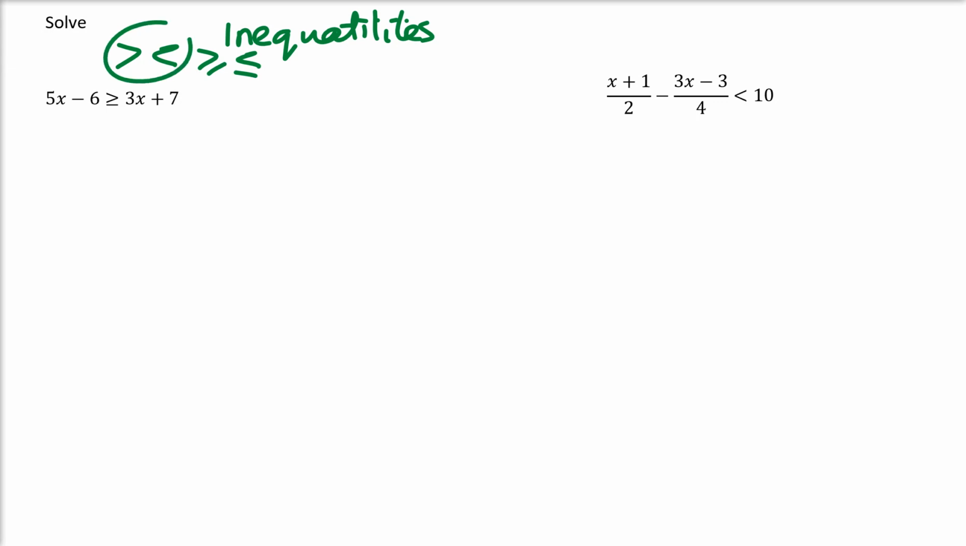These are smaller than or greater than. Greater than, yeah. Greater than or equal to, less than or equal to. Perfect. Okay, so how do we solve the one on the left there? How are we going to do that one?